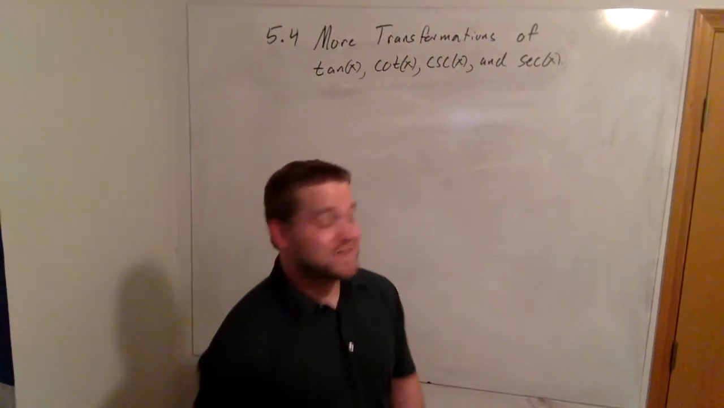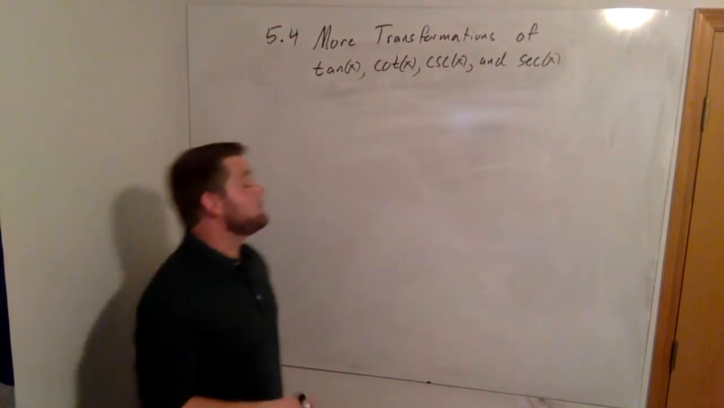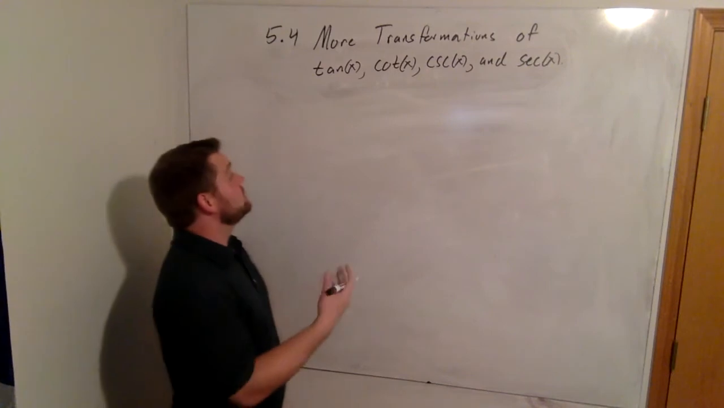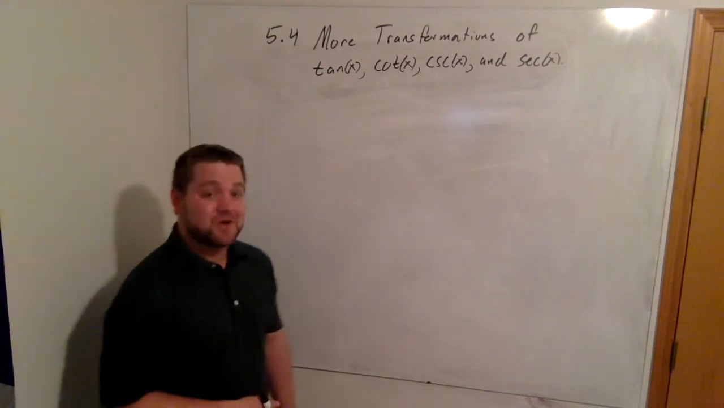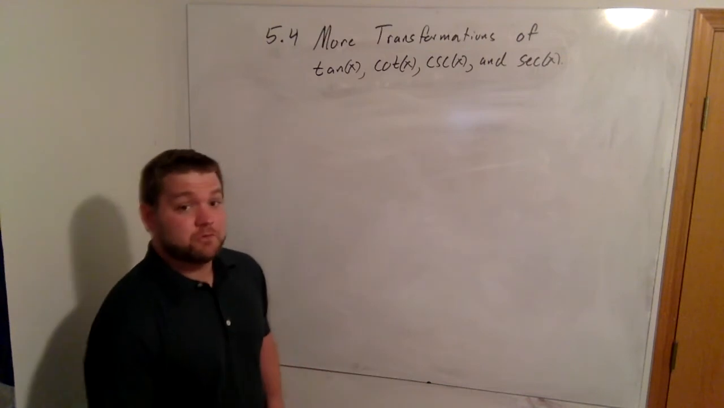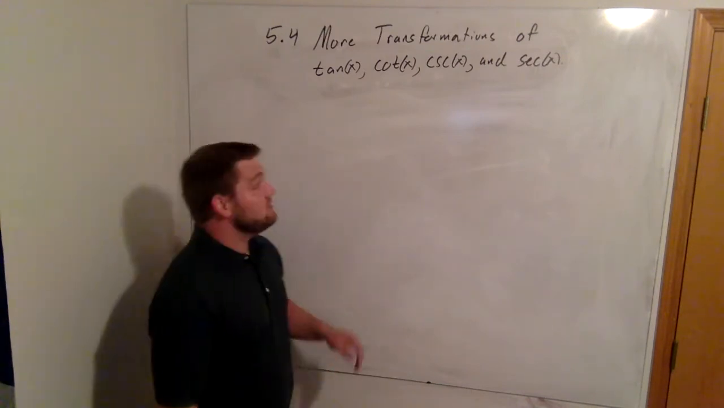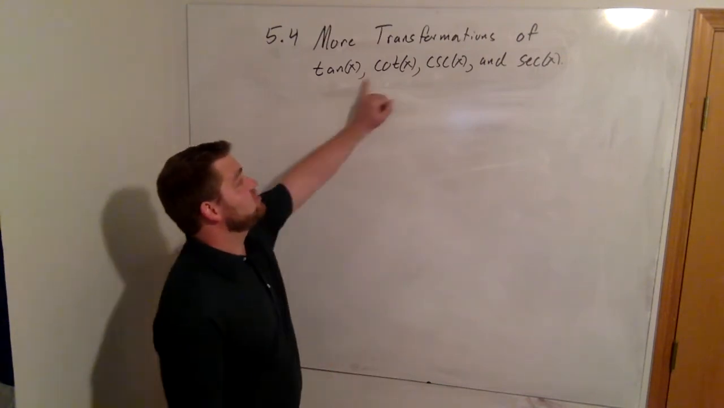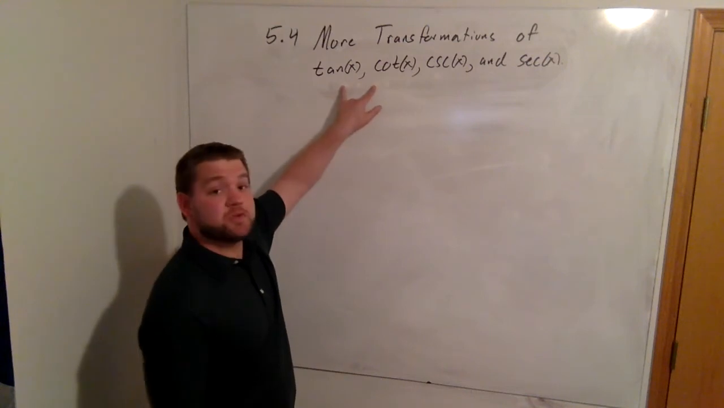Hello everyone. What I'd like to do in this video is give you some more examples of transformations of the trig functions tangent, cotangent, cosecant, and secant. Now, while we already did vertical stretches in the last video, we didn't take a look at vertical stretches of tangent and cotangent. These ones here can be a little bit tricky.